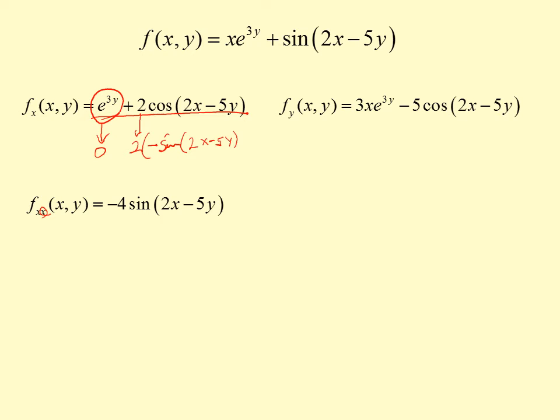Then we have the derivative of the 2x minus 5y. Now we're doing the derivative with respect to x, so the derivative of 2x would be 2, and the derivative of 5y would be 0. So we end up with 2 times 2, or 4, sine 2x minus 5y.